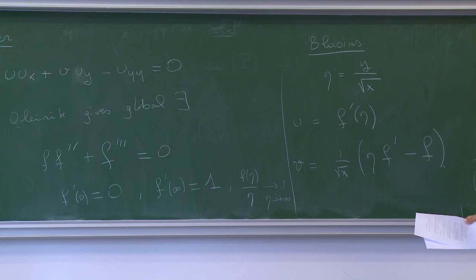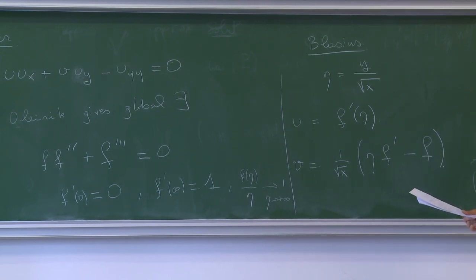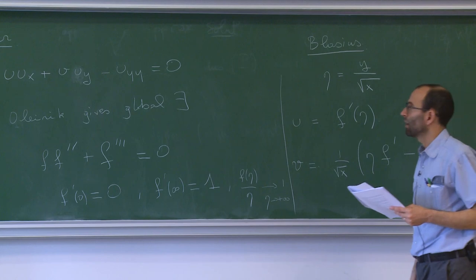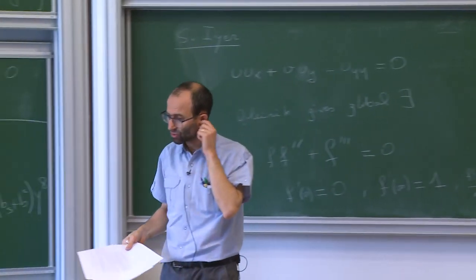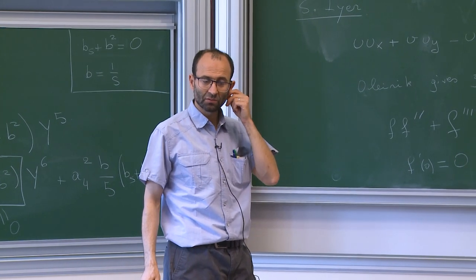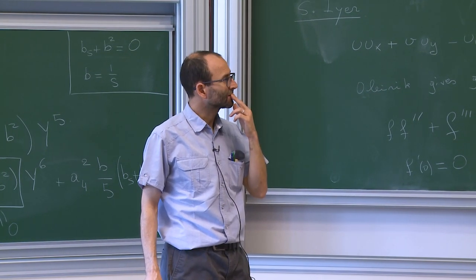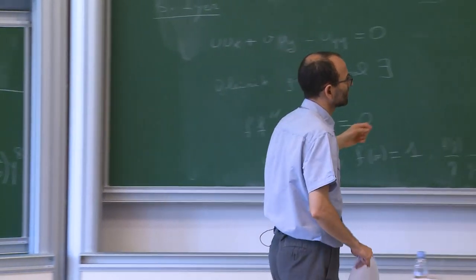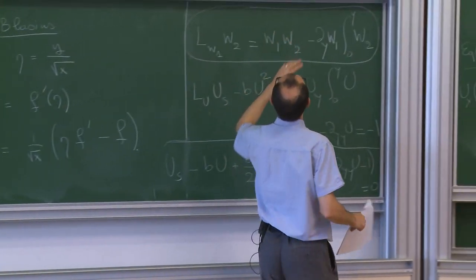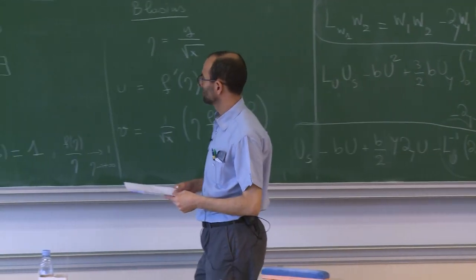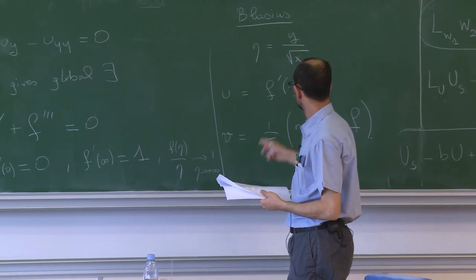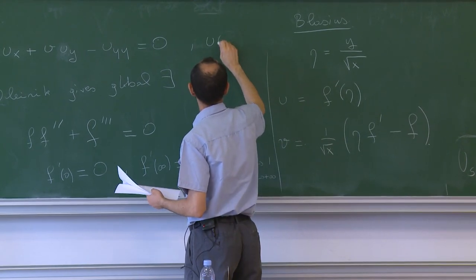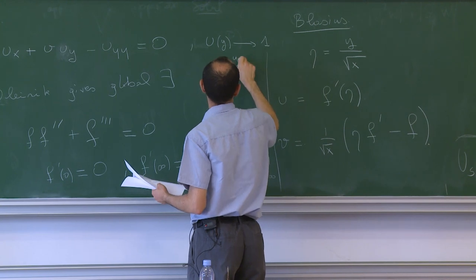Of course, here we are fixing some behavior at infinity. Since you don't have a pressure, it means that U Euler has to be a constant, because remember, the U Euler and the pressure are related. So this is the case where U at infinity goes to 1, that is, U of y goes to 1 when y goes to infinity.